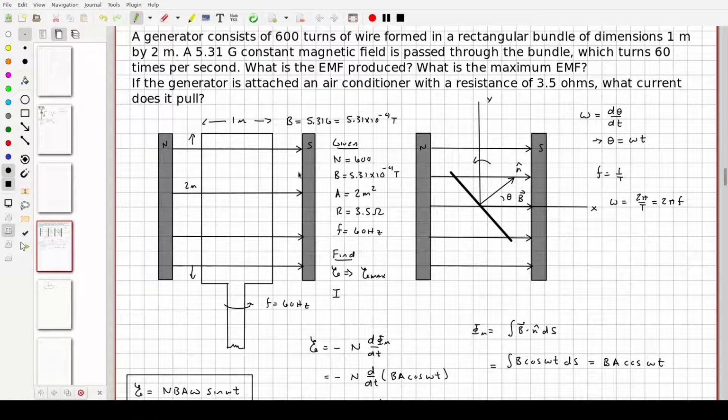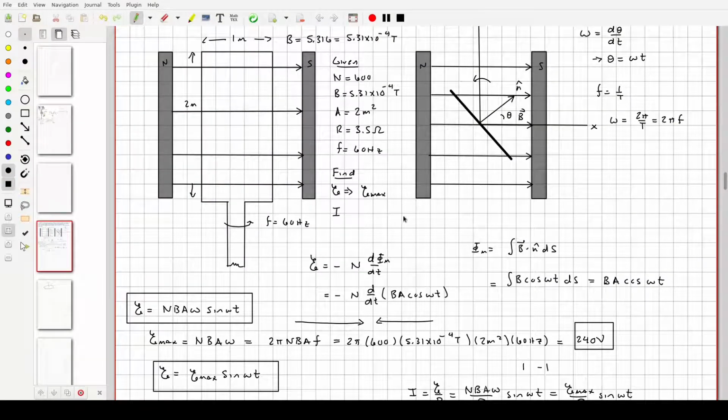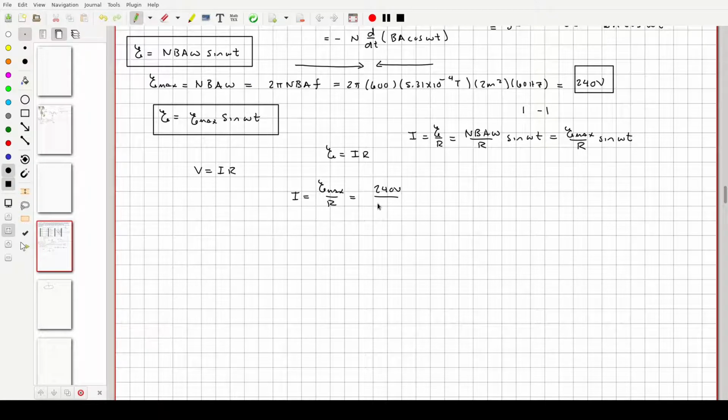So, this is the current that it pulls right here. But out of curiosity, let's take a look and see what the maximum amount of current would be. So I, from a max standpoint, would be when our EMF is at a max. That's 240 volts divided by, so I believe it was 3.5, correct? Yes, 3.5 ohms. So 240 divided by 3.5 is about 69 amperes, which is not a joke.